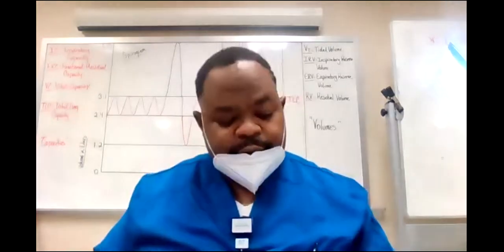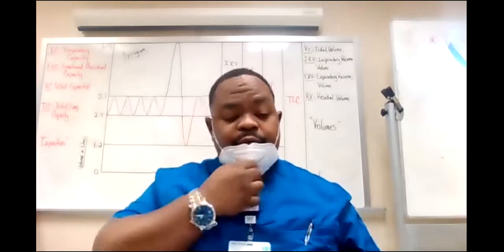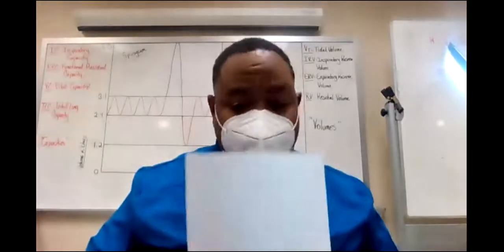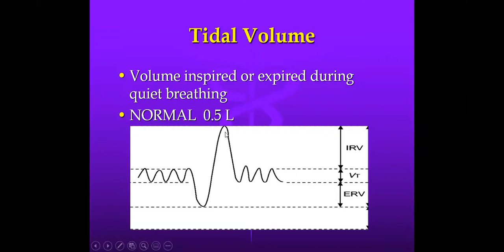Okay, that's where you list the values for each one of these above. Yeah, that's when you have to tell me the values for tidal volume, ERV, IC, FRC. We're going to go over that today. Right now, that's what we're doing today. All right, well, let's keep on going in my PowerPoint.